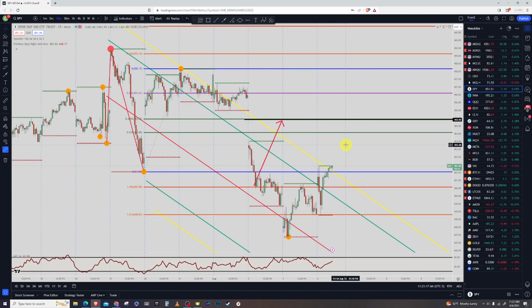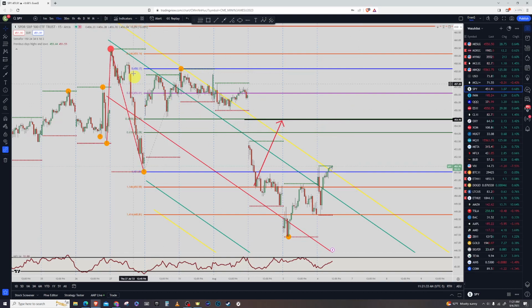We're going to go over the markets real quick and what I'm looking at going into next week. We're going to start off with the SPY, the spiders. It's just an ETF that follows the S&P 500, because this one gives us the best idea of where we're looking at the market going into next week.